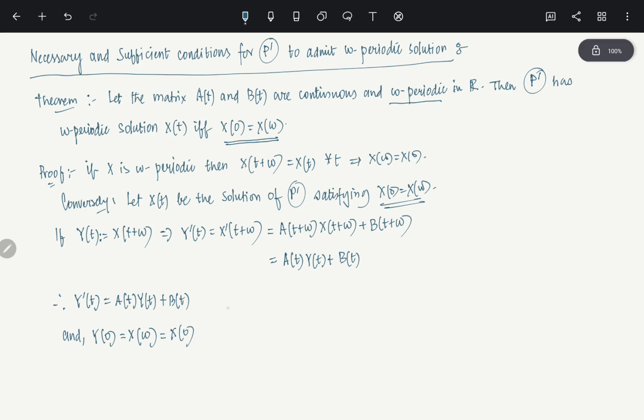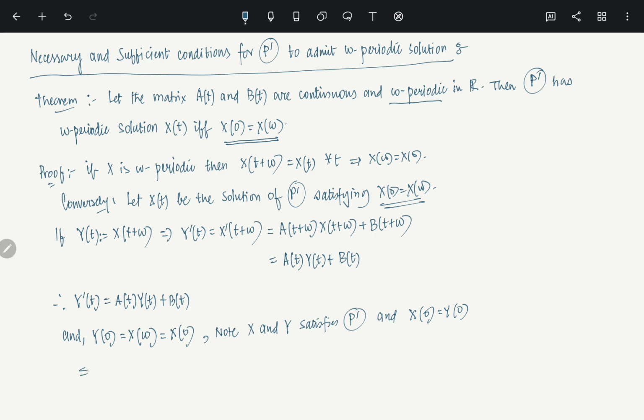Yes. See, note x and y satisfy the exact same equation, that is, the same equation, and at the point 0, x and y are essentially the same. Okay, what does that imply?